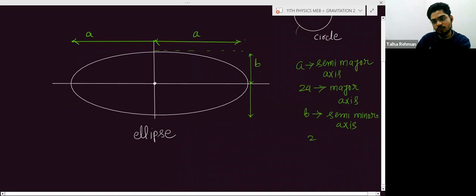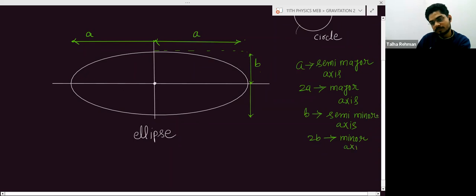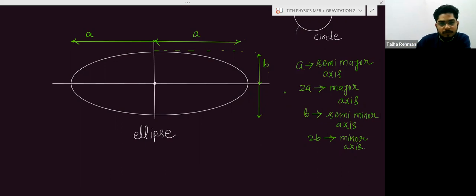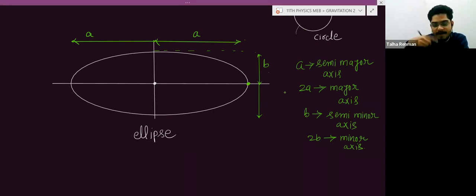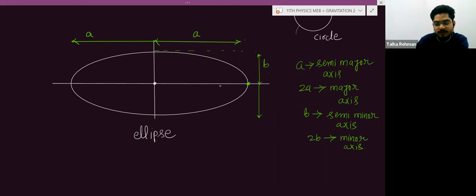And 2B is known as the minor axis. So from here to here, this distance is b. From here to here, this distance is b. Suppose this is one point; we will discuss later what the coordinate of this point is. Here will be a focus.